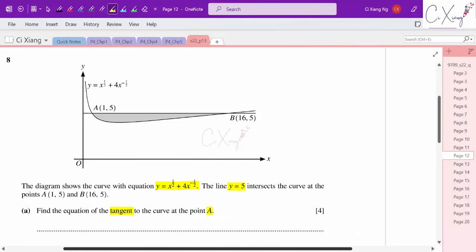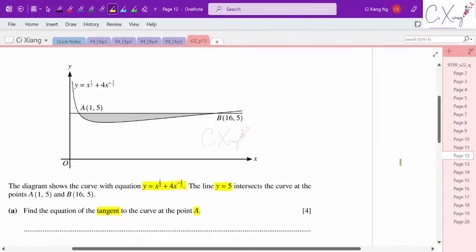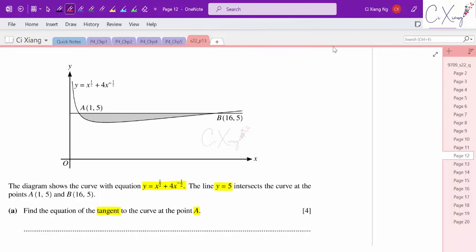To form the equation of the tangent, I first need to find the gradient of the tangent. To find it, we need the differentiation of the equation. So I have y equals x power half plus 4x power negative half. When I get dy/dx, which will be our gradient of the tangent, we differentiate the terms first.